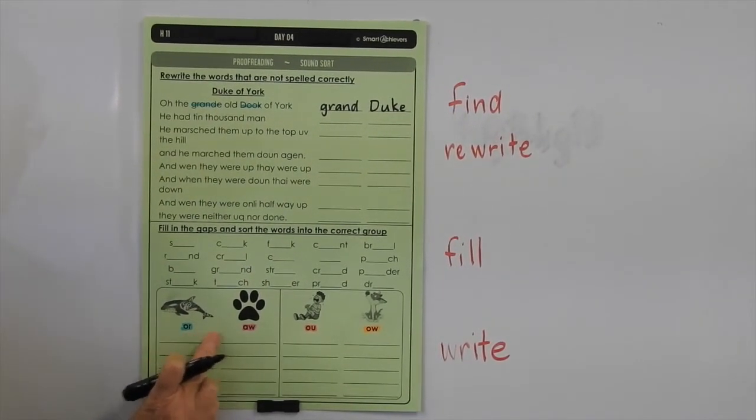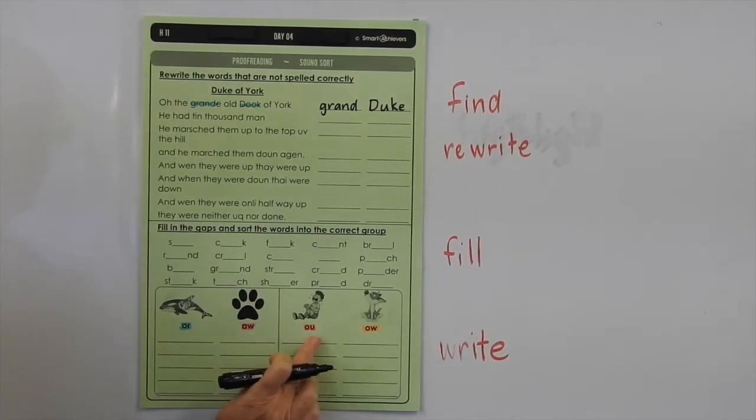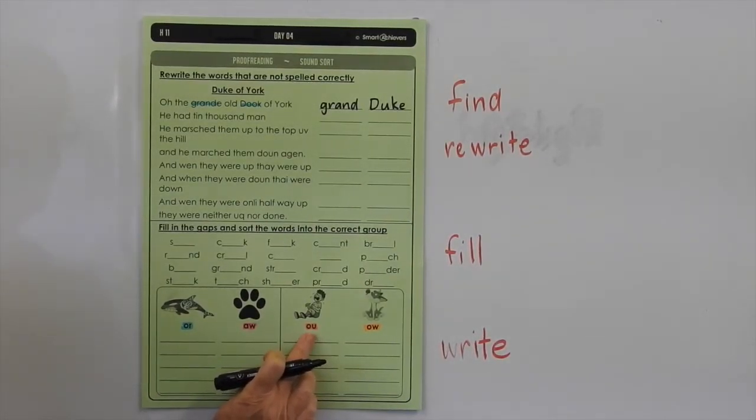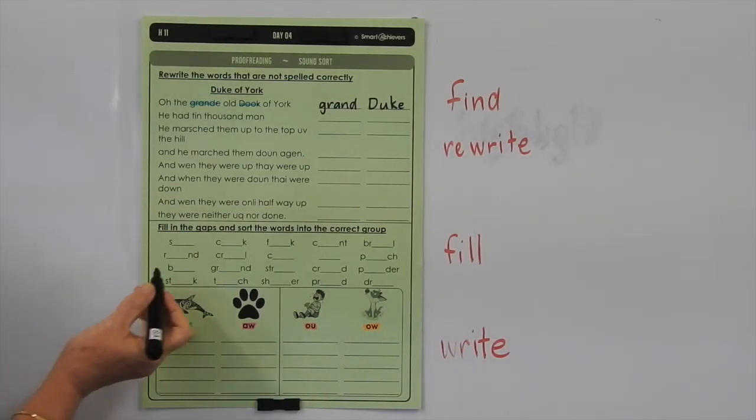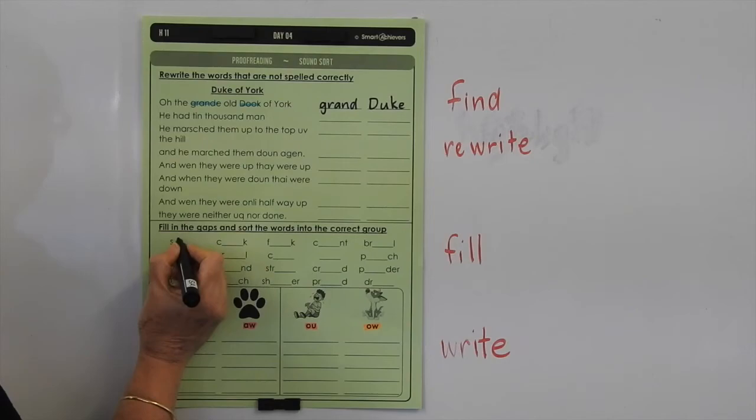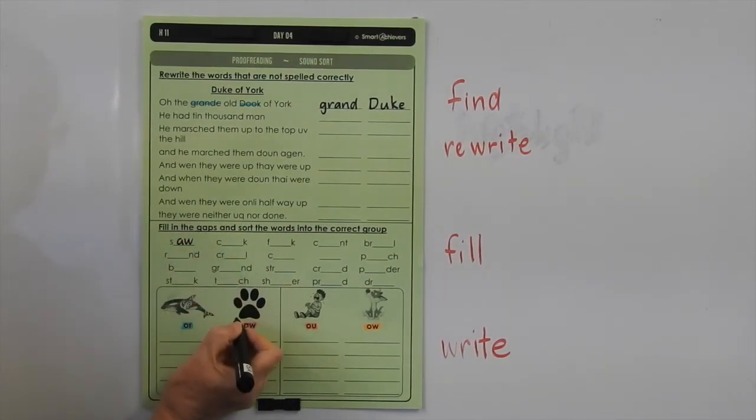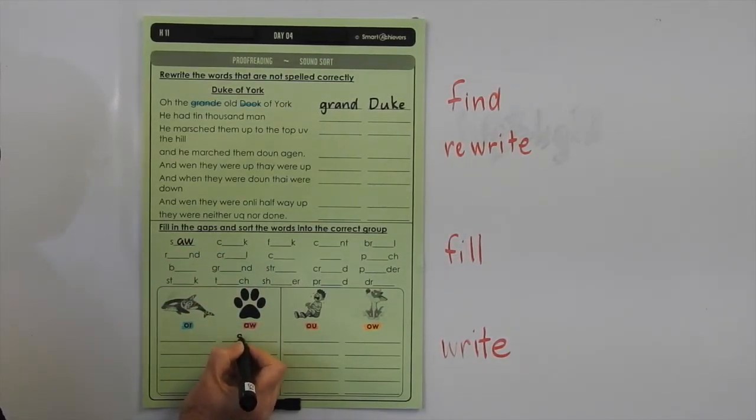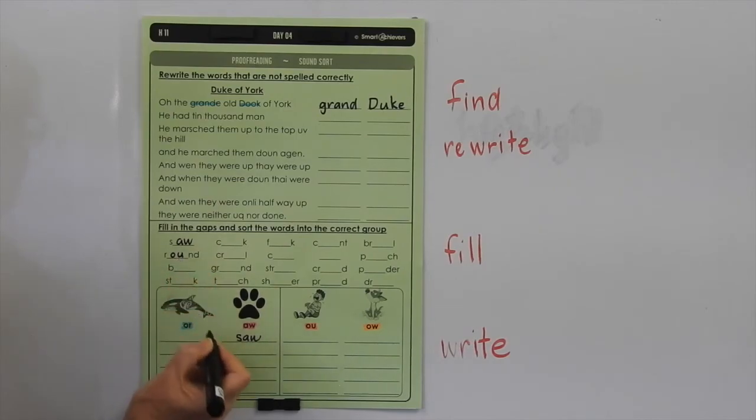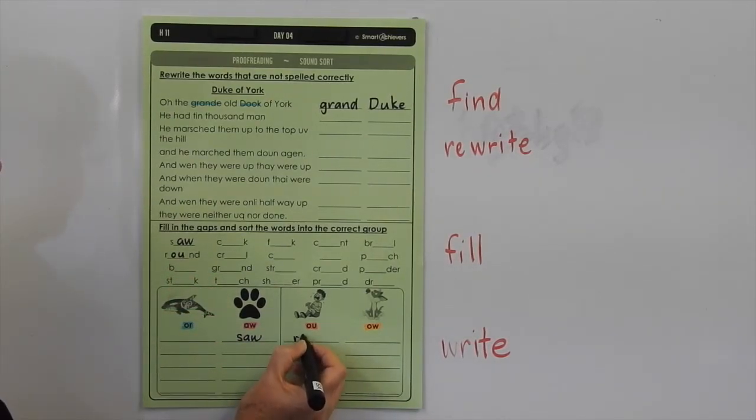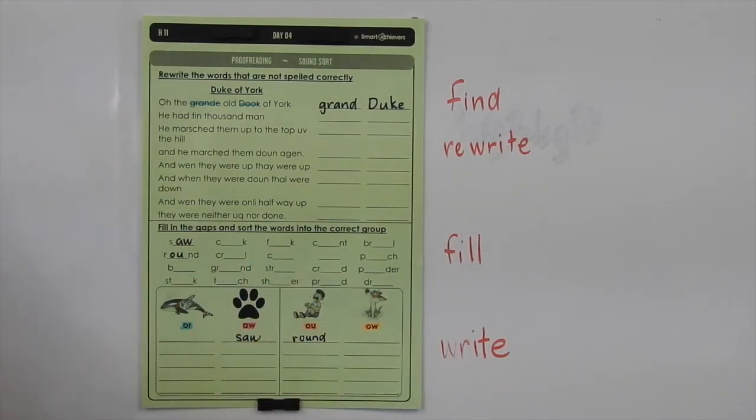OR, or AW. You've got owl, OU or OW. So let's have a look here. We've got saw, and then you'd have to write that under that phonogram. Round, got the OU there, and write it under that phonogram, under the right set. You can finish the rest of those on your own.